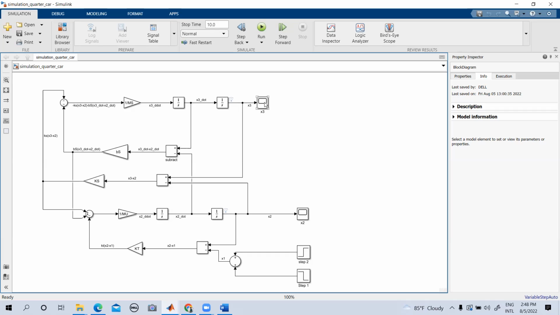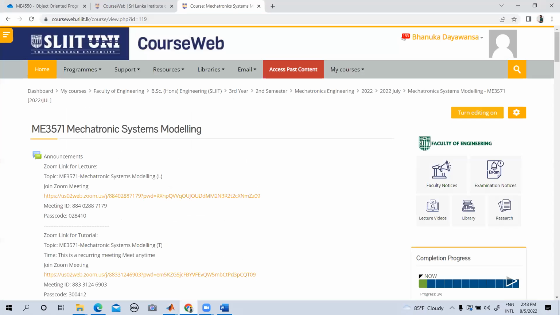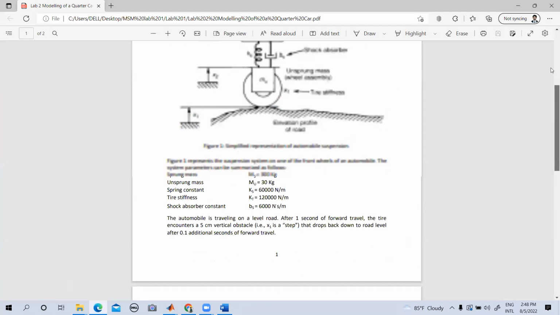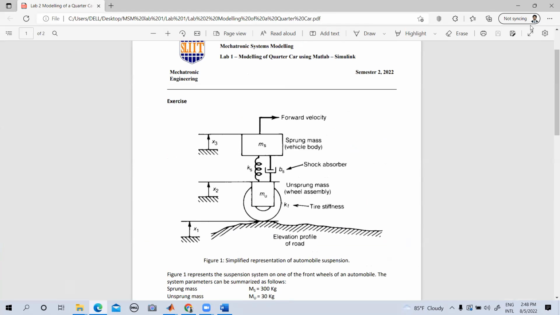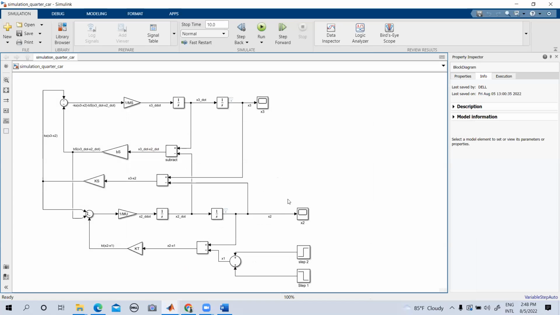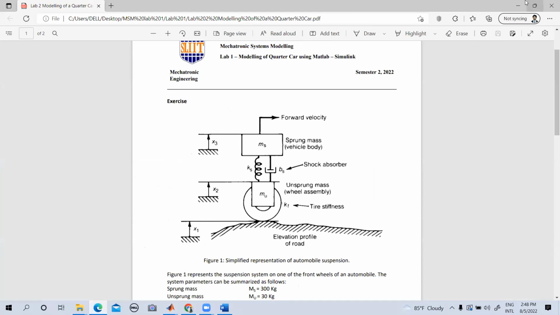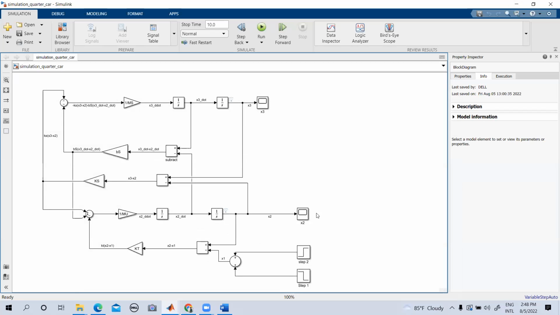And here you can observe the displacement of the sprung mass, right? Because if you look at the lab sheet, xt is the displacement of the sprung mass. You can observe the displacement of the sprung mass, and you can observe the displacement of the unsprung mass as well. That is x2, right? A similar method applies here, and we are giving the step inputs here.